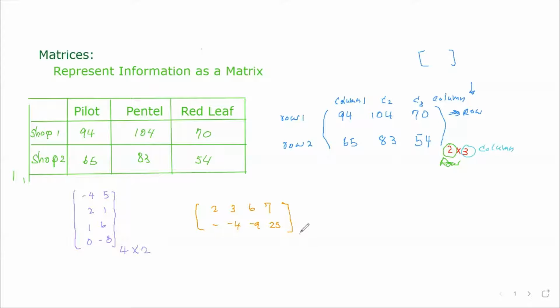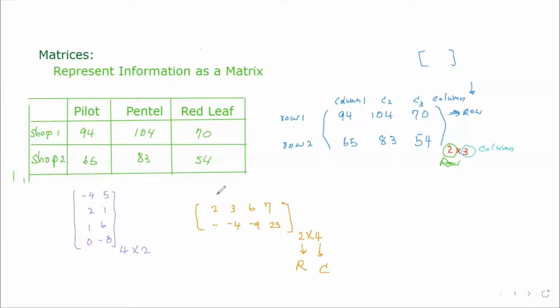So we have 2 rows. How many columns? 1, 2, 3, and 4. So we have 4. So the dimension or the order is what? 2 by 4. 2 rows, 4 columns. So again, we always represent the first one as the row, and the second one represents the column.